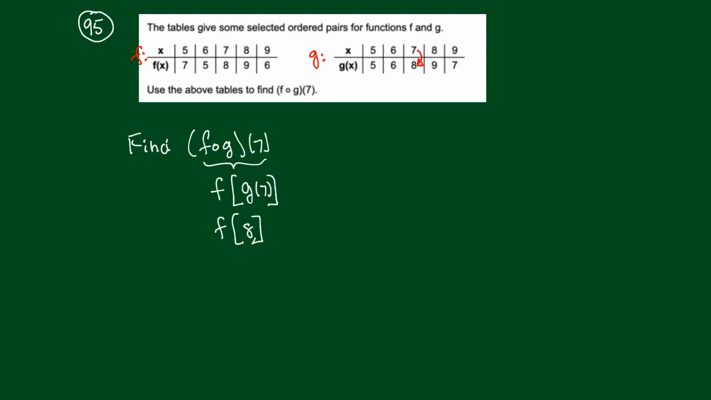Right? You start with a 7, you process it with g. So look for g. Input is 7. Now the inputs are the x's. So it takes the 7, converts it to an 8. So I'll run an 8 down here. Now what do you do with the 8? You're going to process it with f.